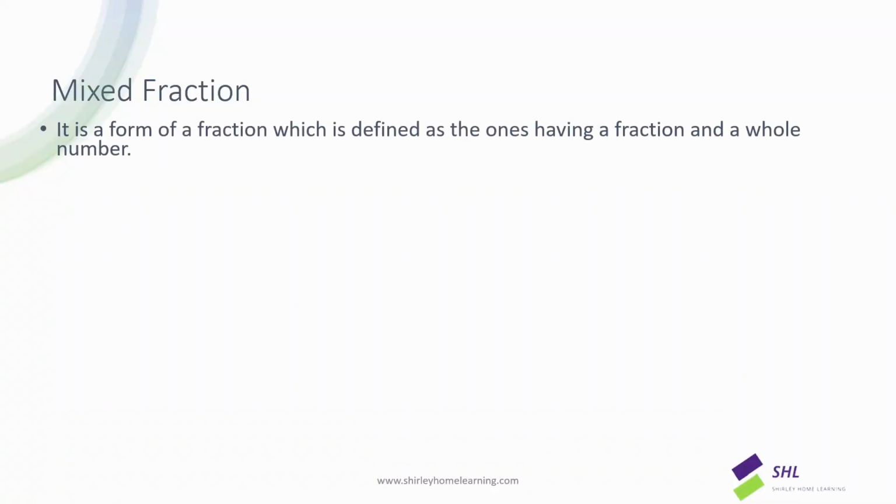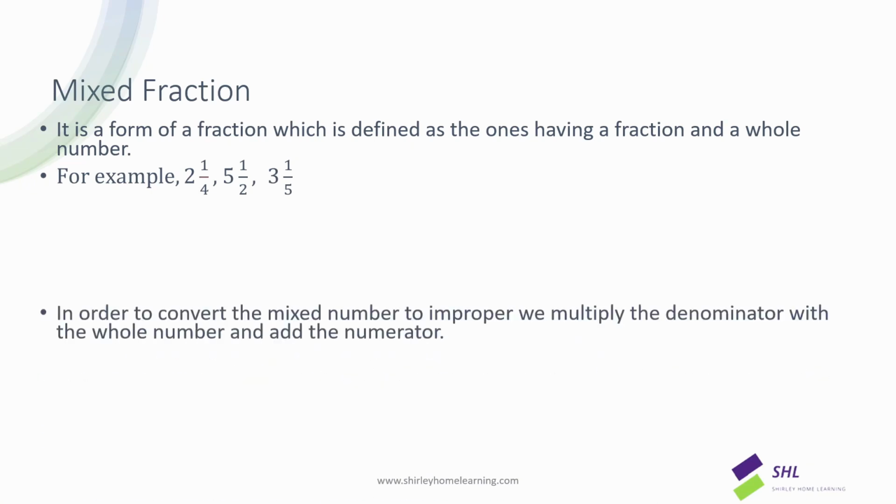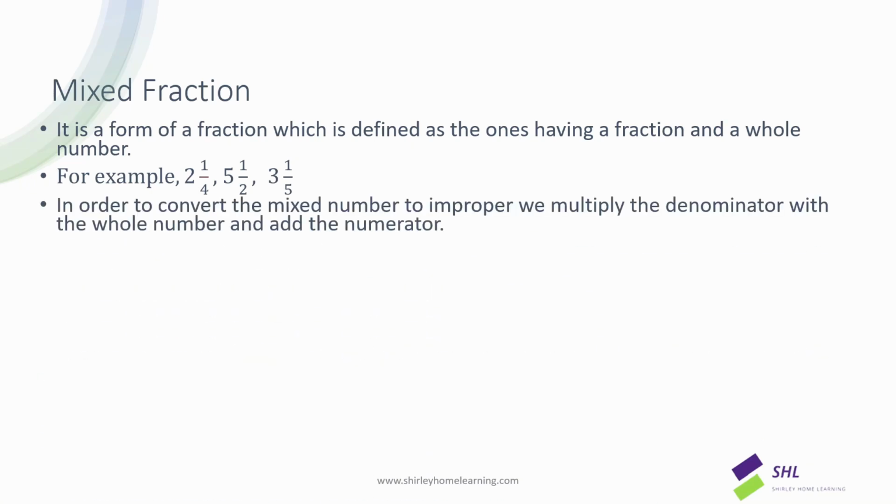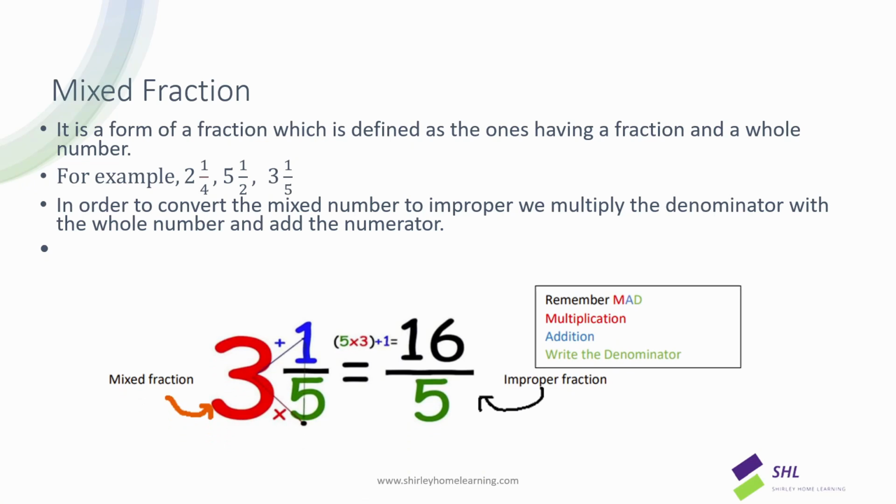So what is a mixed fraction? It is a form of a fraction which is defined as the ones having a fraction and a whole number. So for example, 2 1/4 or 5 1/2 or 3 1/5, these are all examples of mixed fractions. So in order to convert a mixed number to improper, we multiply the denominator with the whole number and add the numerator. So let's have a look.